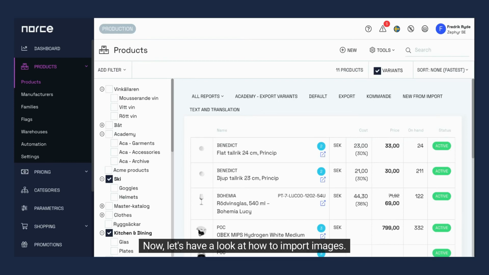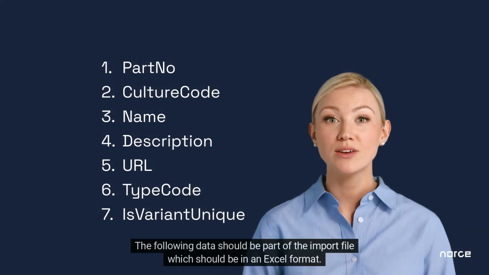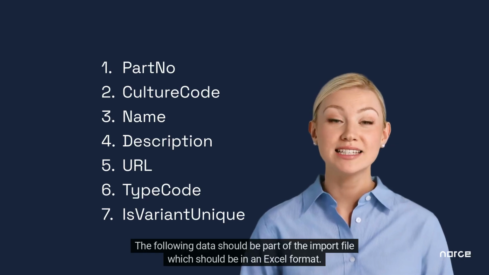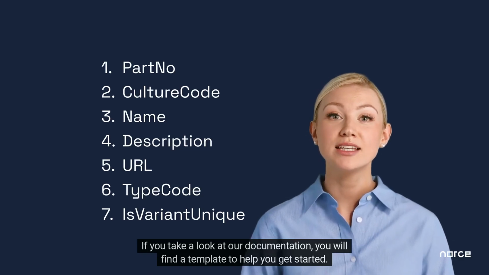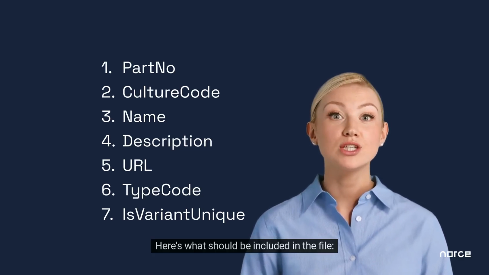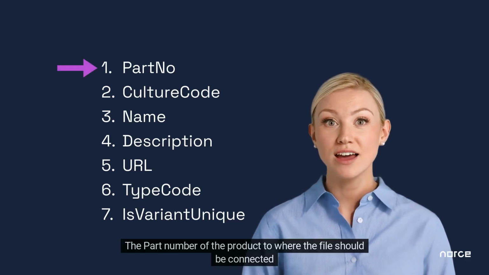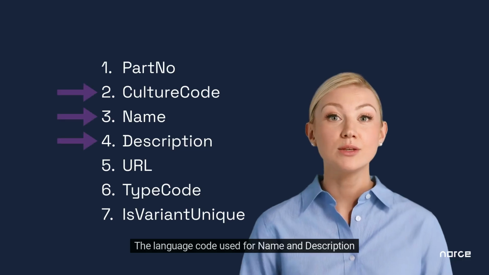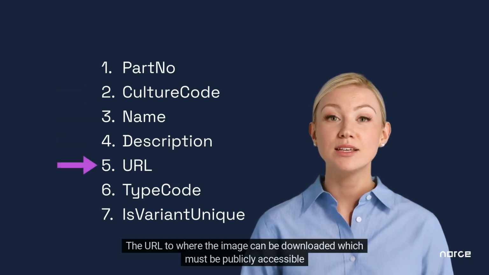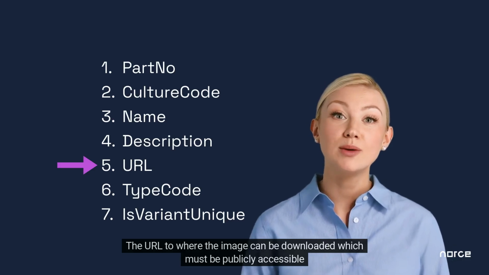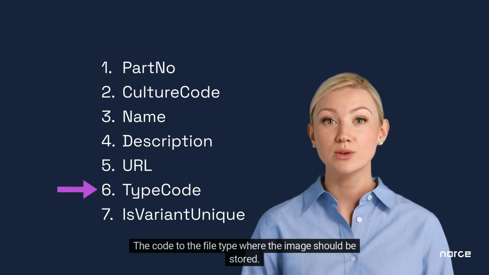Now, let's have a look at how to import images. The following data should be part of the import file, which should be in an Excel format. If you take a look at our documentation, you will find a template to help you get started. Here's what should be included in the file: the part number of the product to where the file should be connected, the language code used for name and description, the URL to where the image can be downloaded, which must be publicly accessible, the code to the file type where the image should be stored.